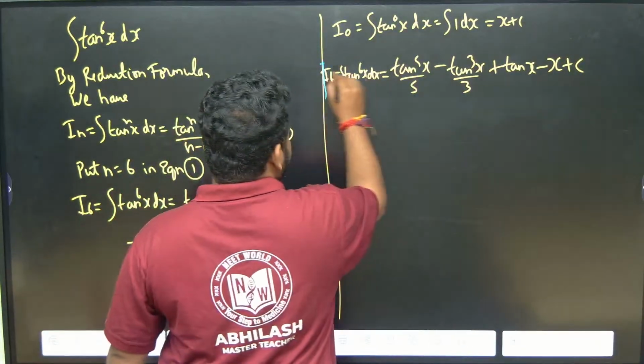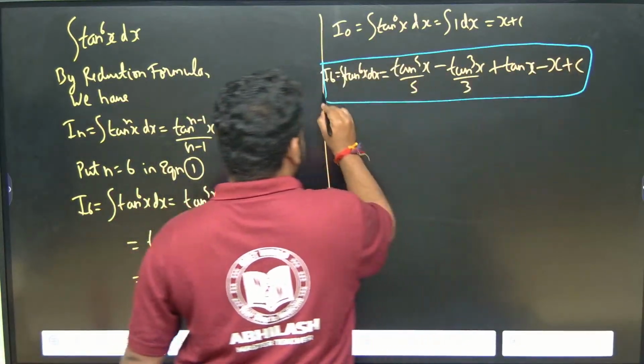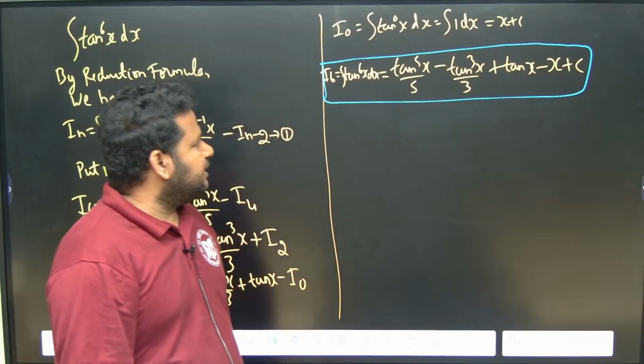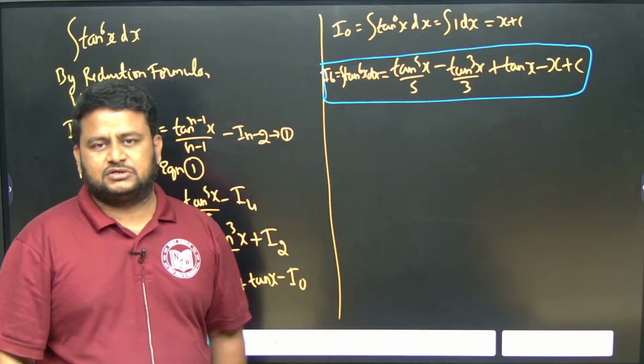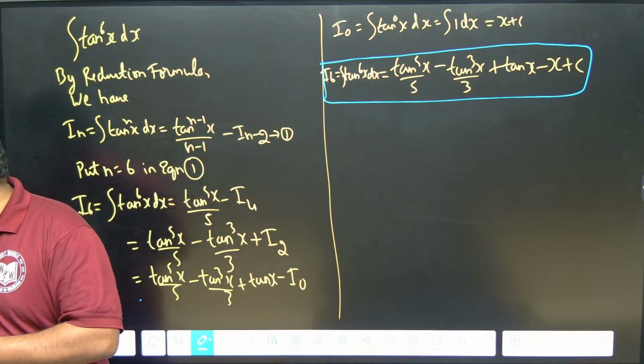So what did we do? We got the reduction form for tan power nx. Using that we deduce the value for integral of tan power 6x. Clear, friends? This is the way we got to solve this question, friends. Very important question, tan also.